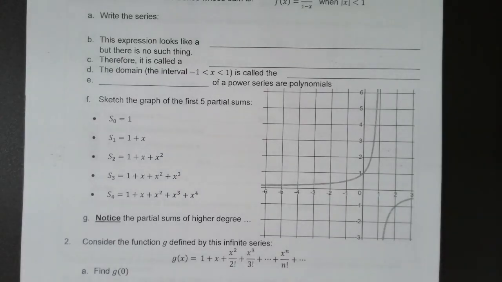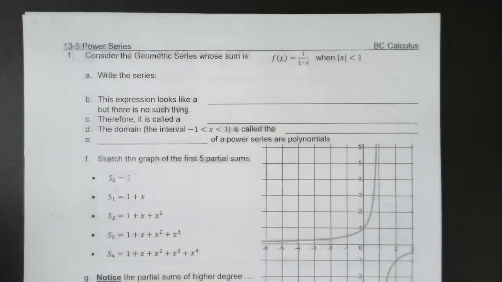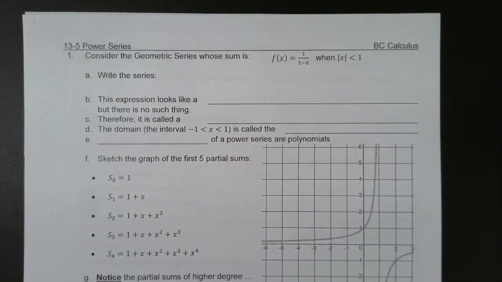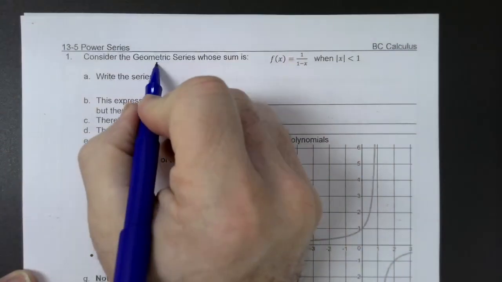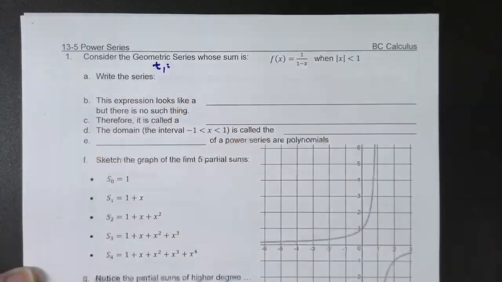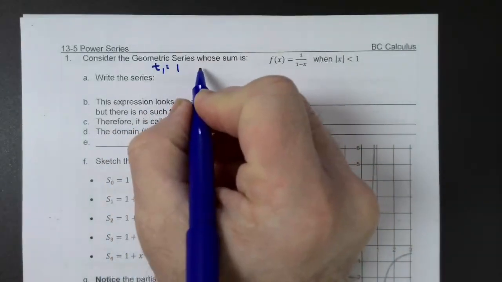So we're going to continue on in chapter 13 with something called a power series. Just a reminder here that when we have a geometric series, we should be able to find a sum with that. From this one, we should recognize that first of all, our first term is what? It is 1. What's the common ratio?